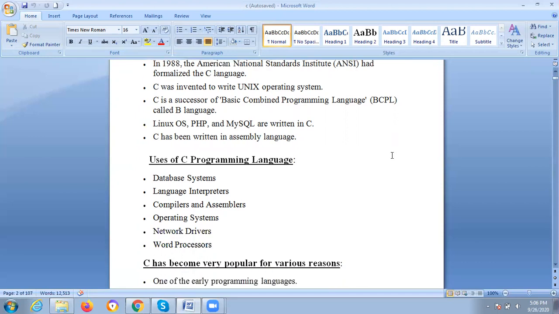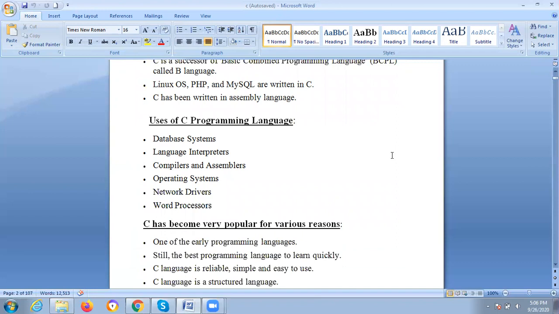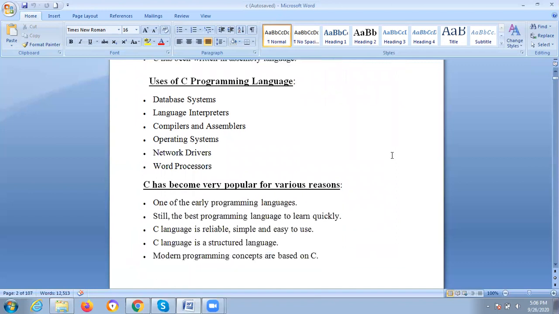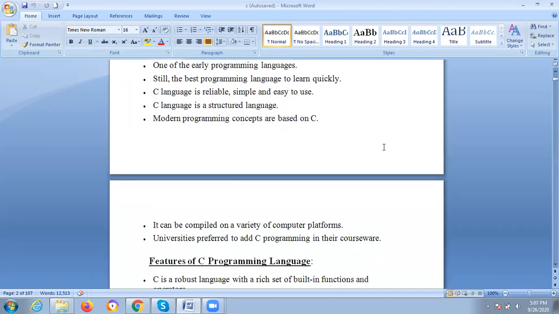Why do we have to learn C language? The main reason for learning C language is this one. C language is reliable, simple, and easy to use, and is one of the best programming languages to learn quickly. If you know C language, it will be easy to learn other programming languages. And C language is a structured language. I already told you C is called a structured language, procedural language, and middle-level language. And modern programming concepts are based on C, and it can be compiled on a variety of computer platforms. That's why it is platform independent.